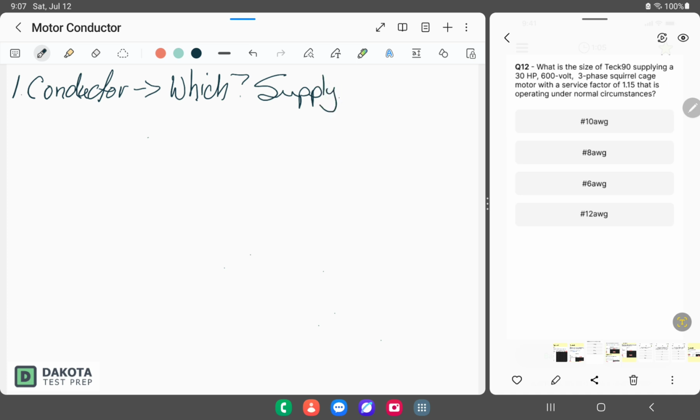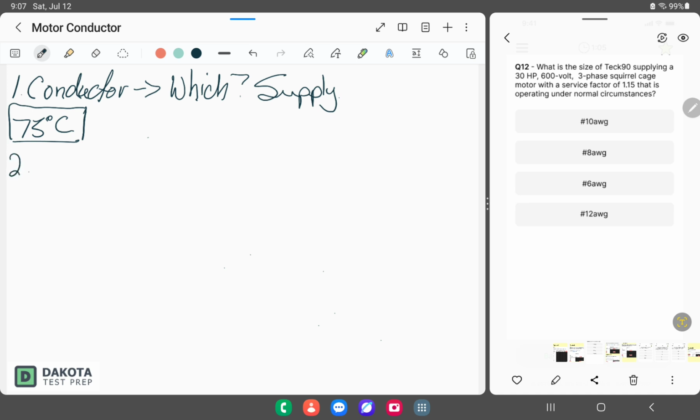Because it's asking for motor supply, we know the column we're going to use when picking out our wire size is the 75-degree column. The only exception is if it's a Class A motor using a 90-degree rated conductor. This question doesn't mention anything about class. So because this is motor supply, we're going to use the 75-degree column. That, right off the bat, makes things really easy.